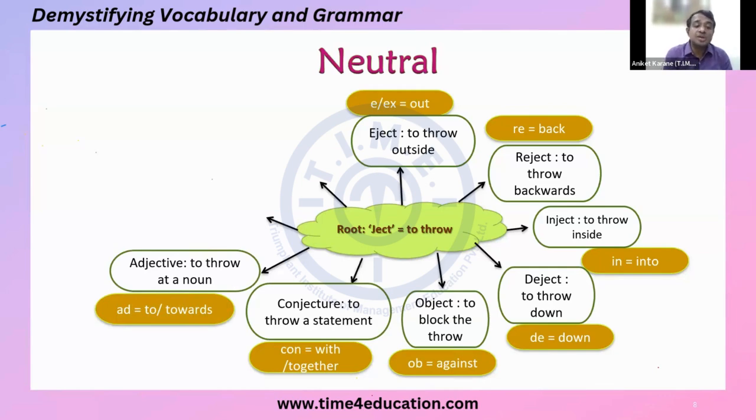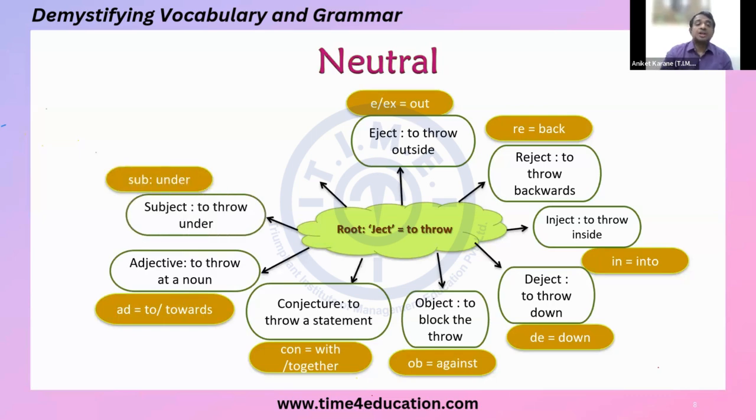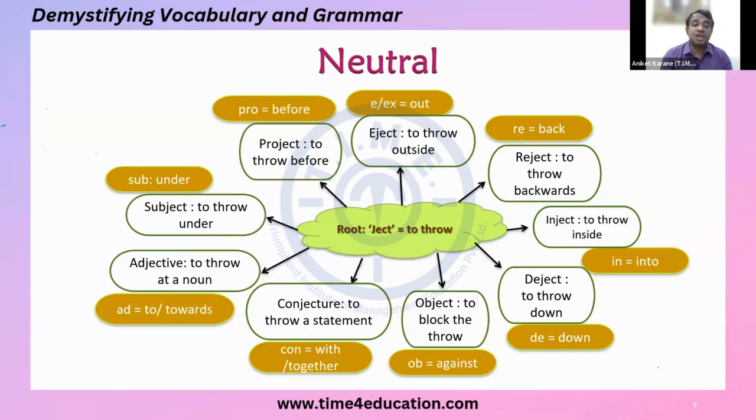Then you have add. Add is towards. So adjective, to throw towards a noun, to throw at a noun. So when an adjective is added, it qualifies the noun, right? It adds to the meaning of the noun. Then you have sub. Sub means under. So subject, to throw under. And then pro is before. So project, to throw beforehand.